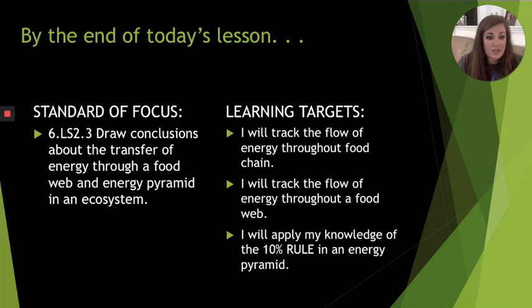We have 3 learning targets or goals for today's lesson. The first one says, I will track the flow of energy throughout a food chain. The second, I will track the flow of energy throughout a food web. And the third and final goal for today is I will apply my knowledge of the 10% rule in an energy pyramid.